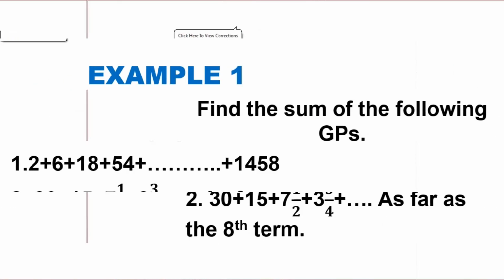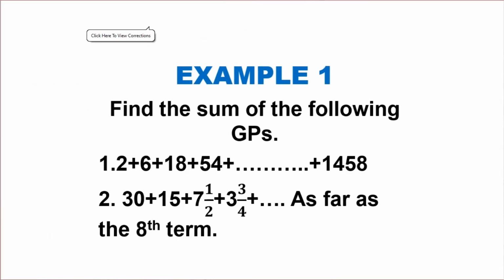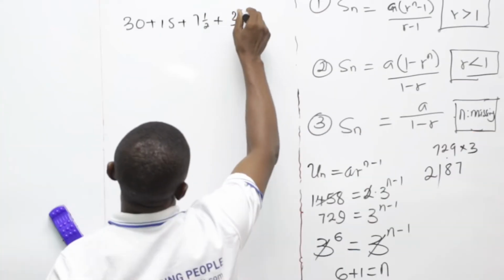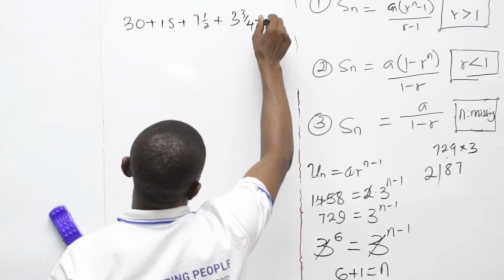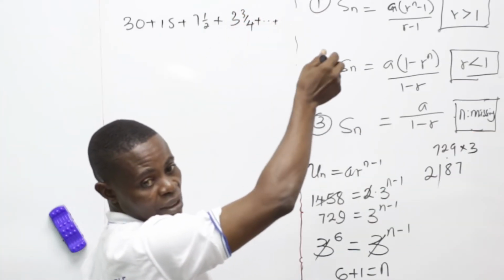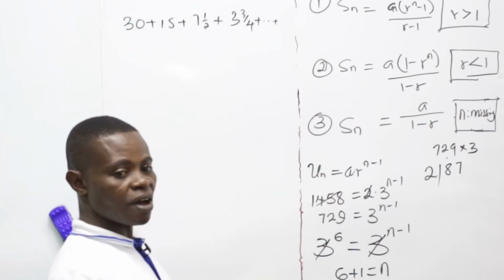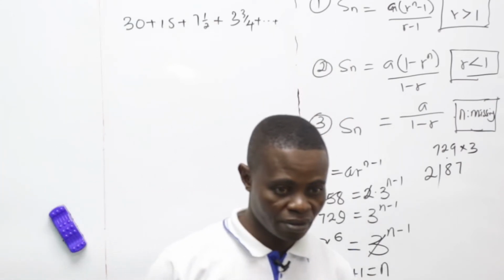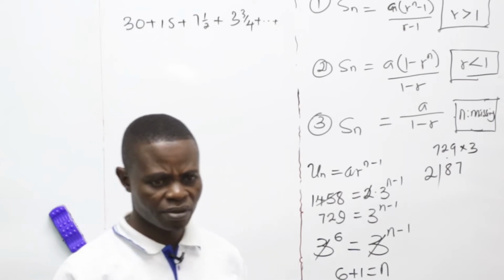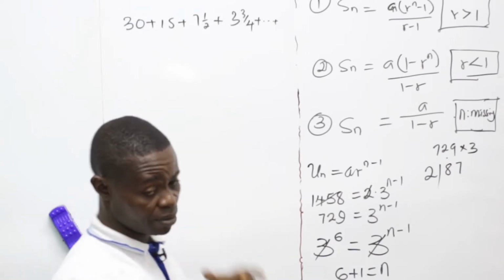The second question, question 2: 30 plus 15 plus 7 1/2 plus 3 3/4 plus dot dot dot plus the last. Okay, this is to infinity. They say as far as the 8th term. This one is to infinity. As far as the 8th term.